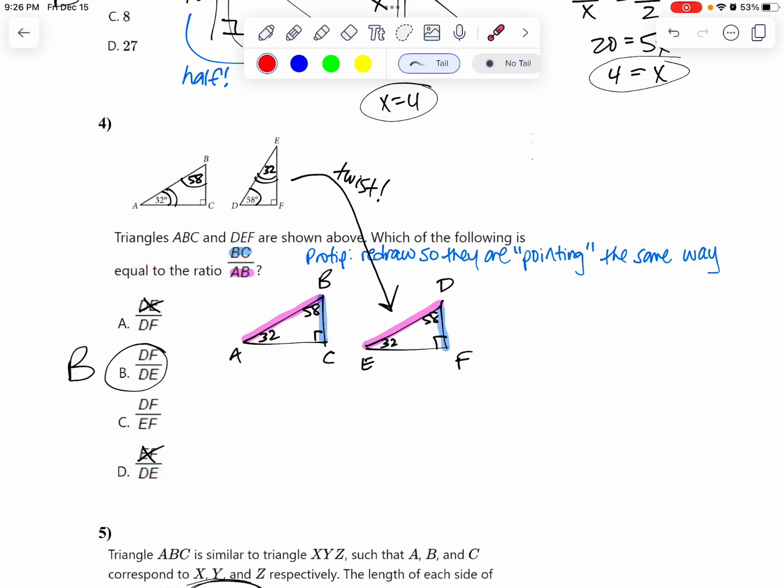Okay, so I have which is equal to the ratio, and I use some highlighters. I've got BC here, which is my blue side, and I've got AB here, which is my pink side. Then I can very easily say the blue side matches up with this one, which is DF, and the pink side matches up with this one, which is ED. So which one? BC is blue, and it matches up with DF, so DF has to be on the top. That's not right. That could be right. That's not right. What's on the bottom? AB, that's here. That means that ED has to be on the bottom, not this one. There's my answer.